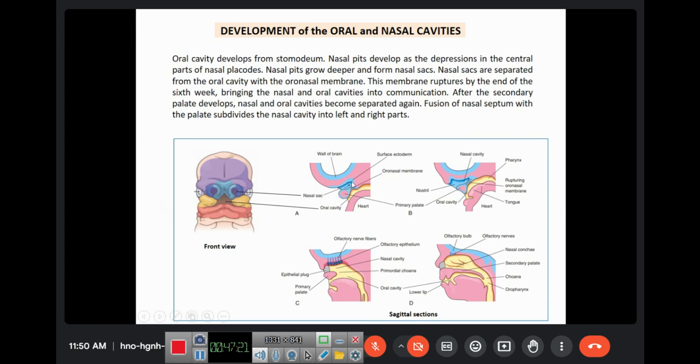At first, nasal sacs are separated from the primitive oral cavity with the oronasal membrane, which next ruptures, and the connection between the primitive nasal cavity and the oral cavity establishes, which you see in this picture. So here is the oral cavity and nasal cavity. They are not separated from each other. But then the hard and soft palate start to develop, and finally hard and soft palate separate nasal cavity from the oral cavity.